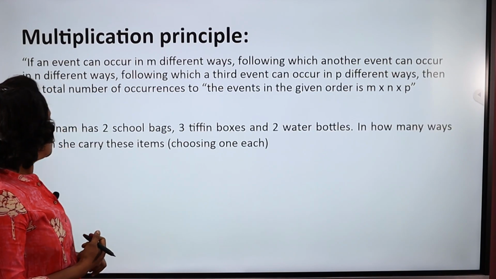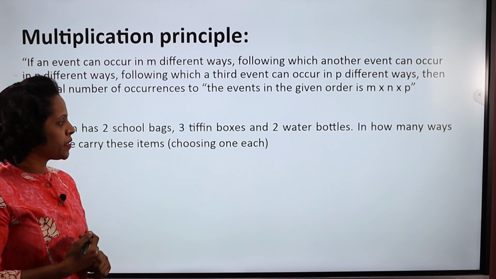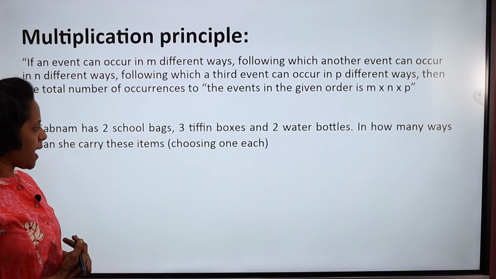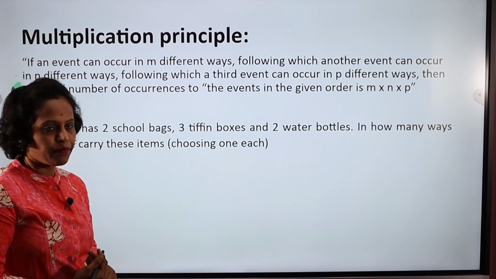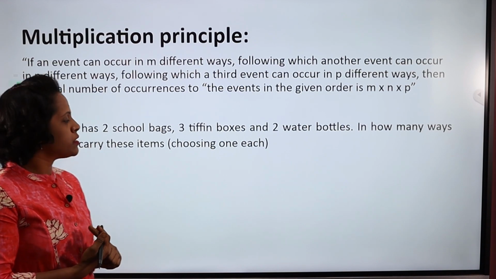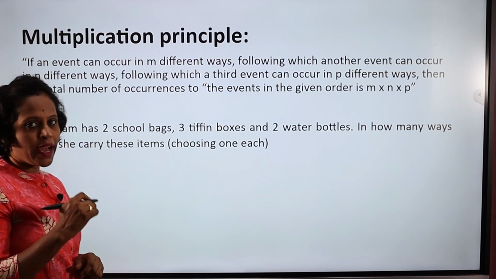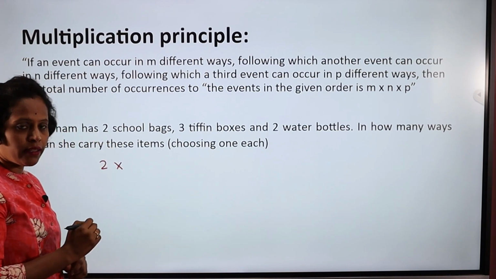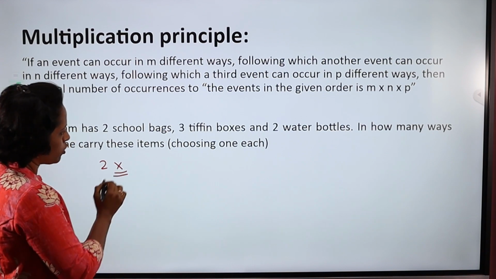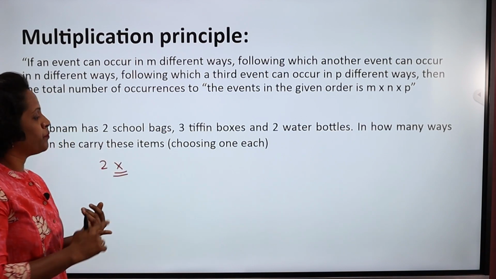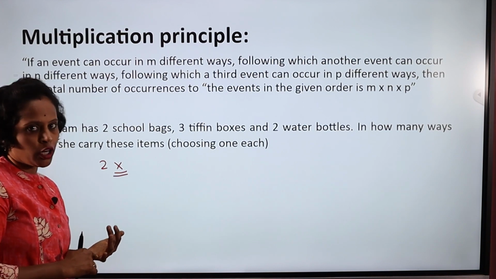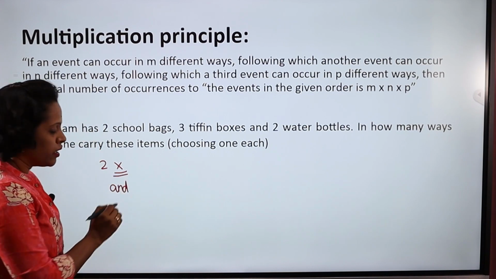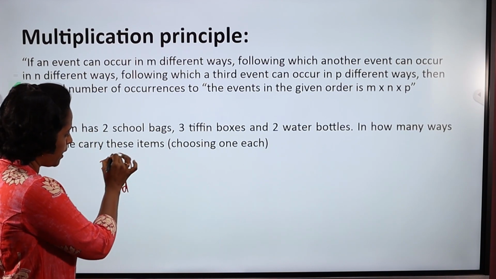The next question. Shabnam has 2 school bags, 3 tiffin boxes and 2 water bottles. In how many ways can she carry these items choosing 1 each? Going through the multiplication principle, she can select 1 school bag from 2 school bags in 2 different ways, multiplied by, why are we multiplying? Because she should carry a school bag and a tiffin box and a water bottle, right? So, whenever we have the condition as "and", we will go with the multiplication symbol.